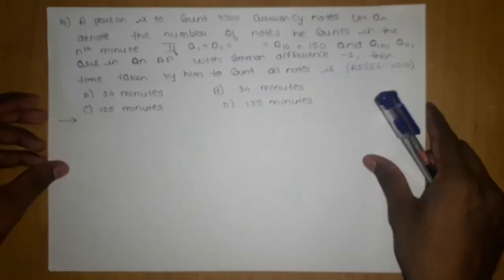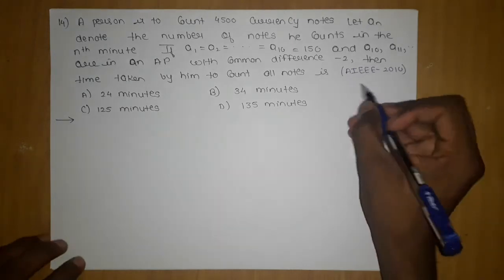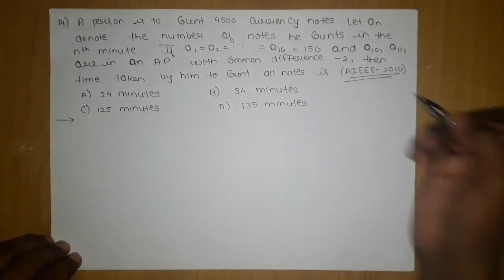The next question is the 14th question, which says a person is to count 4,500 currency notes. Let An denote the number of notes he counts in the nth minute. If A1 equal to A2 equal to, and so on till A10 equal to 150, and A10, A11, and so on are in AP with common difference -2, then the time taken by him to count all notes is: 24 minutes, 34 minutes, 125 minutes, 135 minutes. This question appeared in AIEEE 2010.